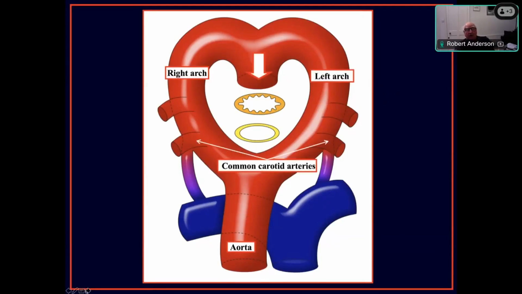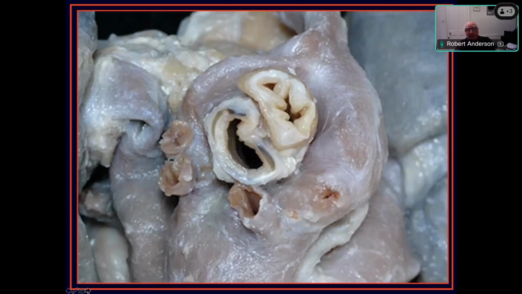From each arch, we have first the origin of a common carotid artery, and then the origin of a subclavian artery. And from the underside of the arches, we have an arterial duct. And in fact, we can see that in the basic forms of double aortic arch. So here is the nicest example I've got of a double aortic arch. We're looking down on it from above. So there is the aorta.